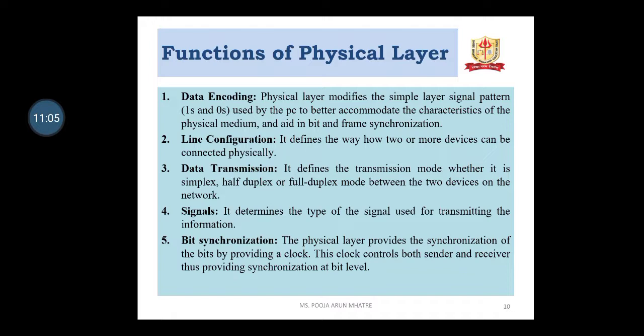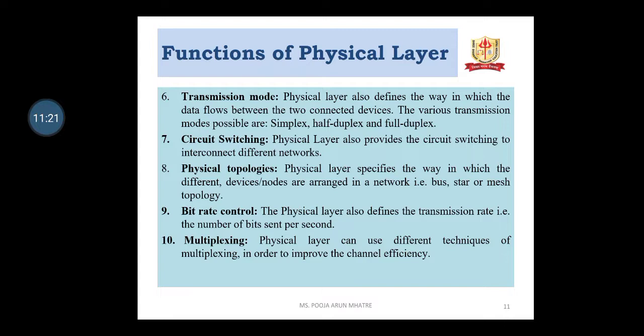Bit synchronization. The physical layer provides synchronization of the bits by providing a clock. This clock controls both sender and receiver, thus providing synchronization at the bit level. Transmission mode. The physical layer also defines the way in which the data flows between the two connected devices. The various transmission modes possible are simplex, half duplex and full duplex.